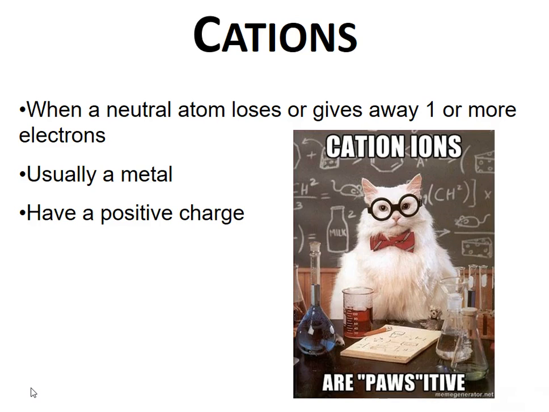If an atom loses or gives away the electrons in its outer shell, so 1 or more electrons, then we call it a cation, and it will have a positive charge. So metals, the elements on the left side of the periodic table, will tend to form cations. They will tend to form positive ions. They'll give away the electrons in their outer shell. That's usually because they only have 1 or 2 or 3 electrons in that outer shell, so it's easier for them to give away 1 or 2 electrons than to gain 6 or 7.